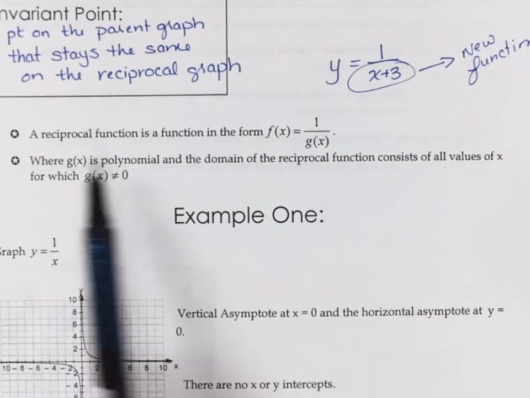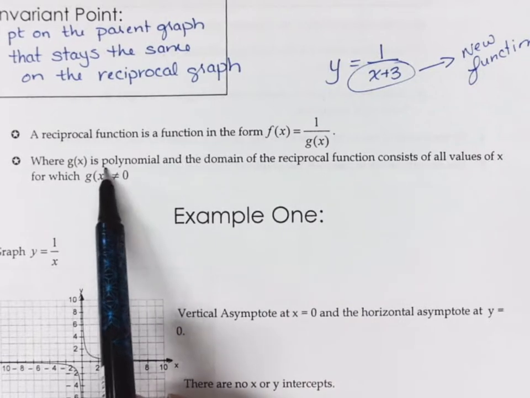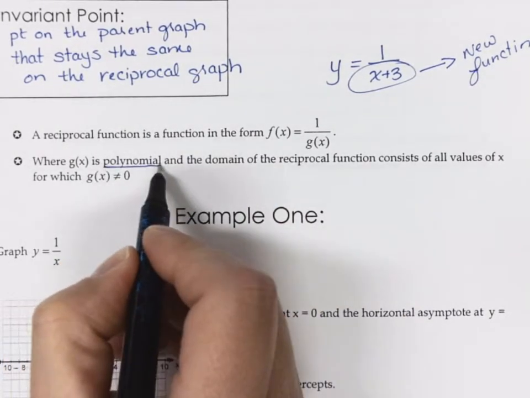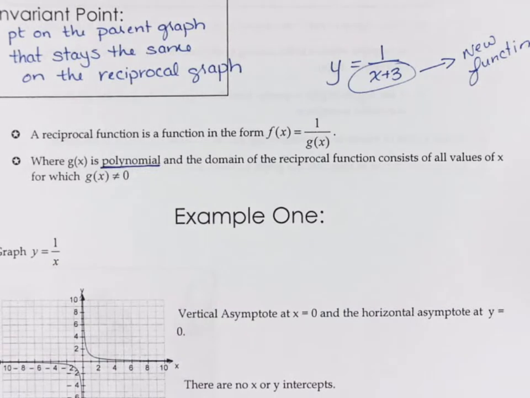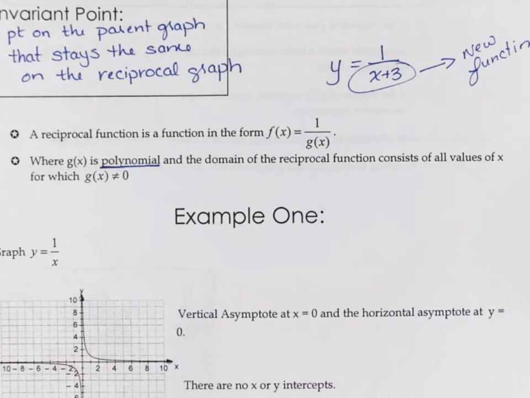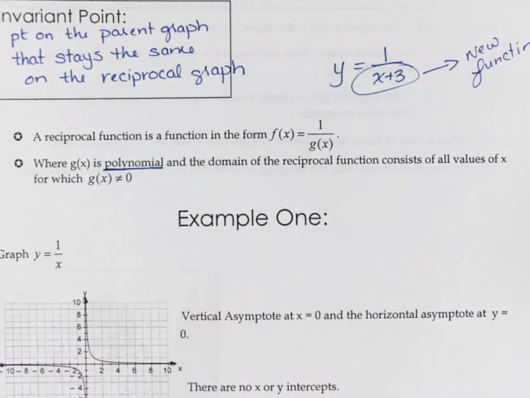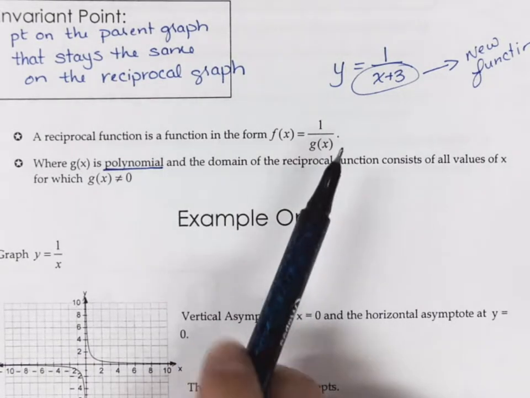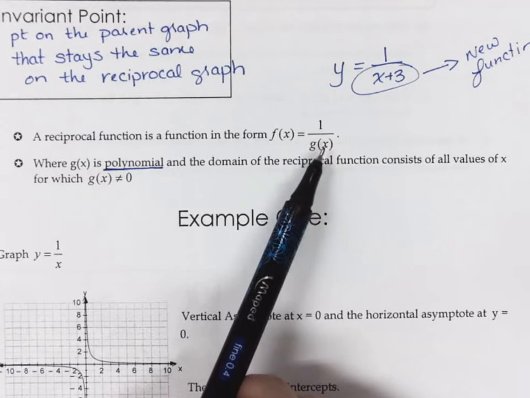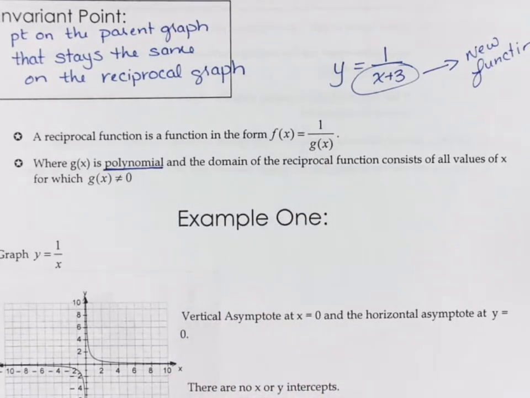Now, where g of x, so that function on the bottom, is a polynomial. What does polynomial mean? Many terms, right? Could be a monomial, could be a binomial, could be a trinomial. Poly just means many or any number of terms. And the domain of the reciprocal function consists of all values of x for which g of x cannot equal 0. So that's a lot of math speak, but you guys know this. What can my denominator not be? 0, right? Because anything divided by 0 is going to give us an error on our calculator. We'll be sucked into a black hole.